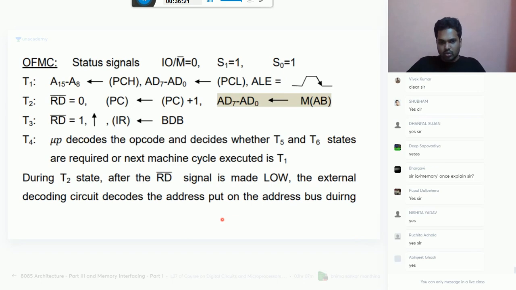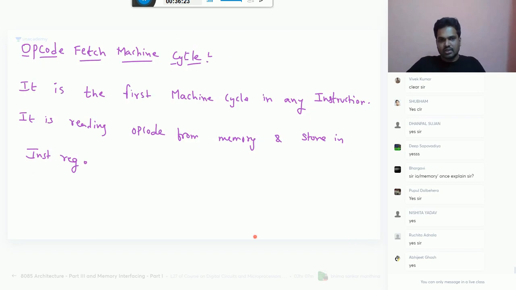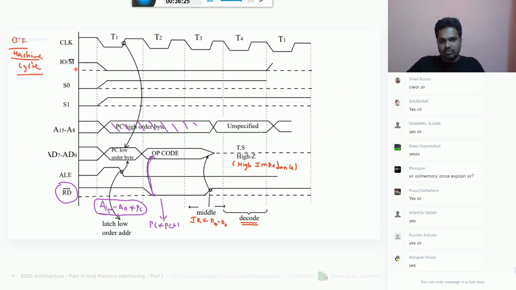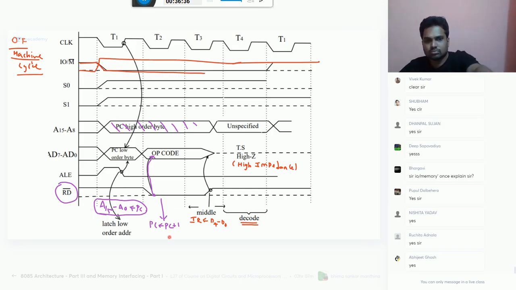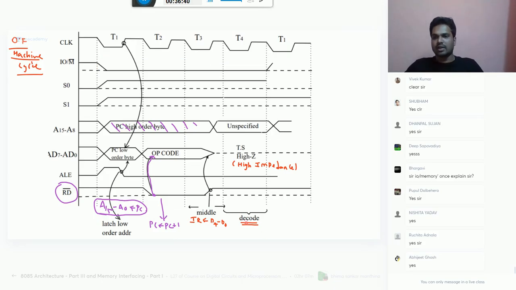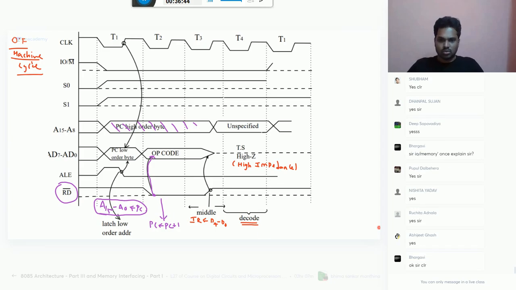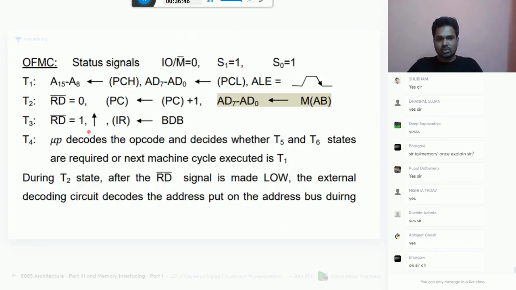See here, if you are doing input output operation, then this IO by M bar signal will be 1. But here you are doing memory operation, so this should be 0, because opcode fetch is memory read operation. Good. So these are the things we have discussed just now.